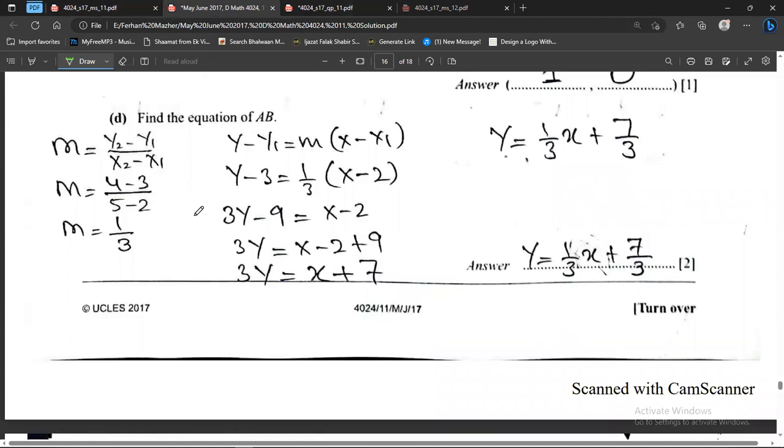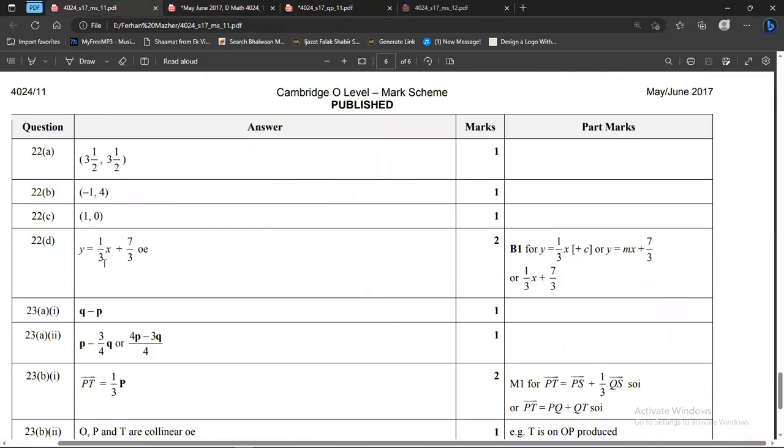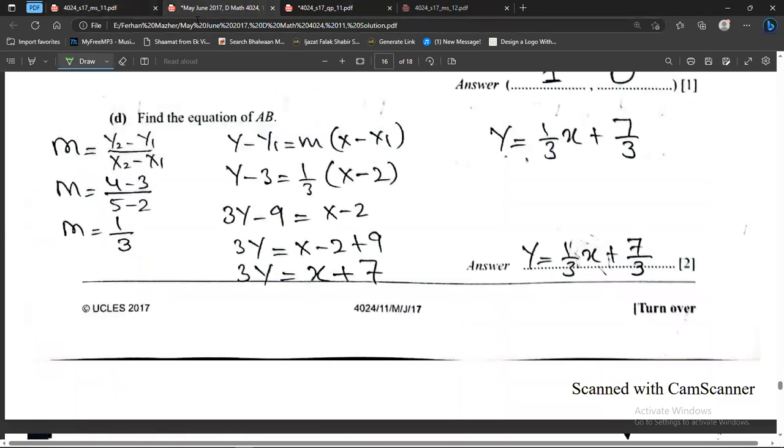So bring this 3 to this side. So 3y minus 9 is equal to x minus 2. So 3y will be equal to x minus 2 plus 9. 3y will be equal to x plus 7. So take this 3 to the other side. It will divide both the terms. So you will have y equals 1 by 3 x plus 7 by 3. So the y is 1 by 3 x plus 7 by 3. So let's check, and our answer is right. This is the solution.